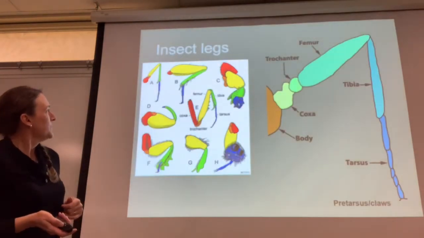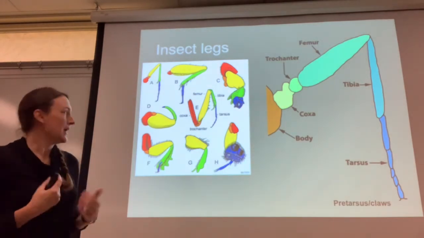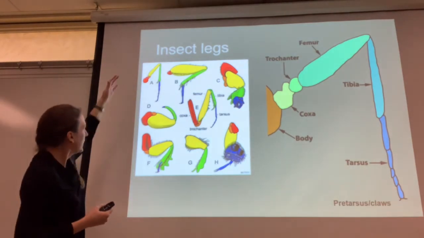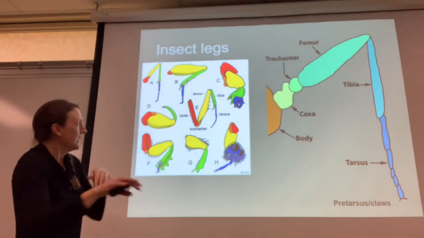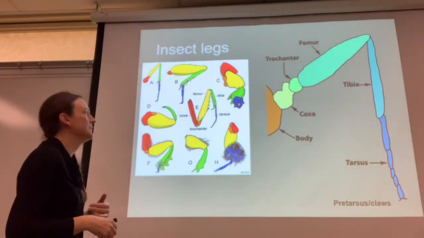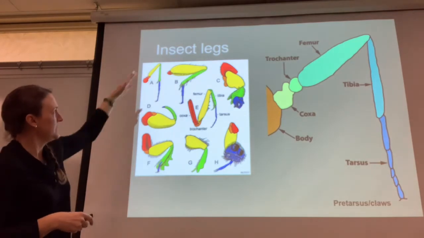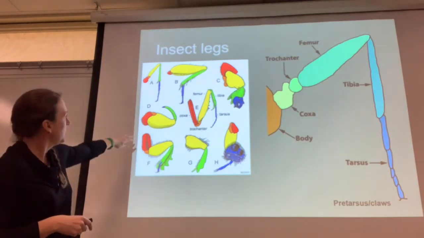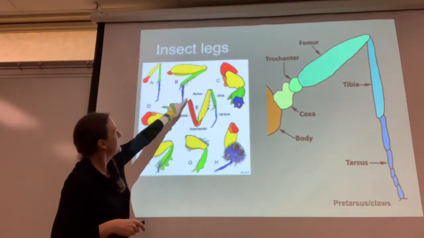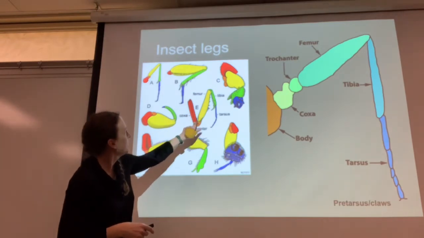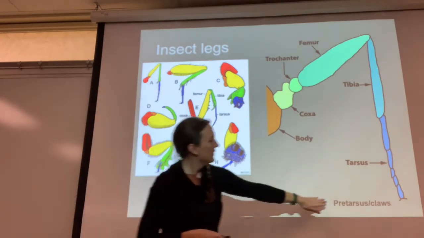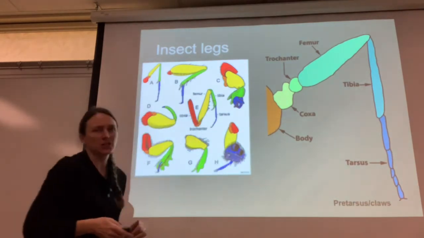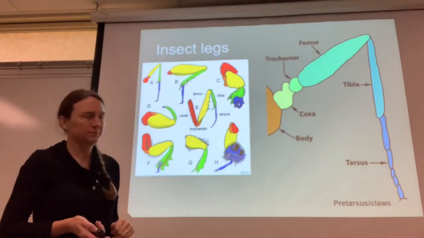Okay, insect legs. There's lots of different types of legs. There are walking legs and grabbing legs and jumping legs and scraping legs, okay? But all of these different legs, again, color-coded to help you understand the different parts, the coxa, the trochanter, the femur, the tibia, and the tarsus. And then the claws are called the pretarsus or pretarsal segments.